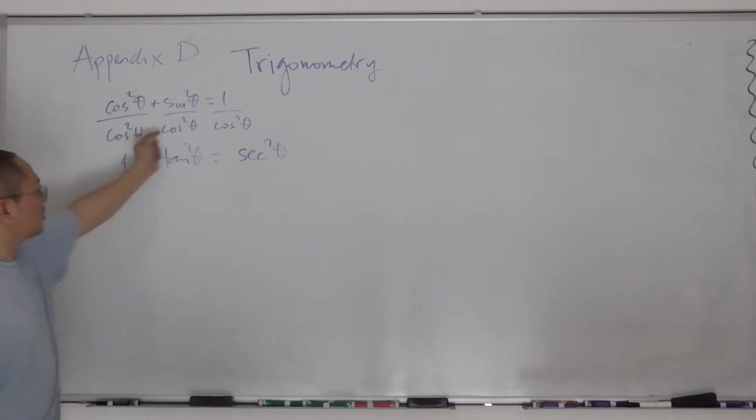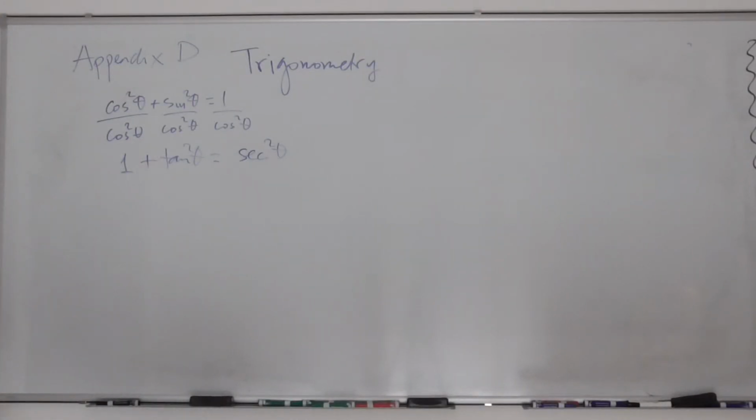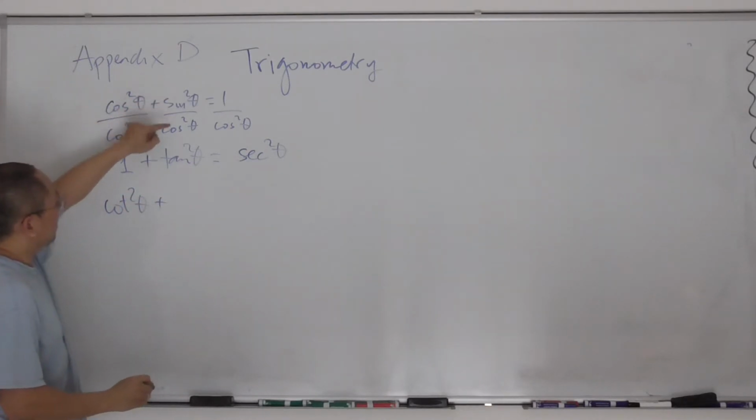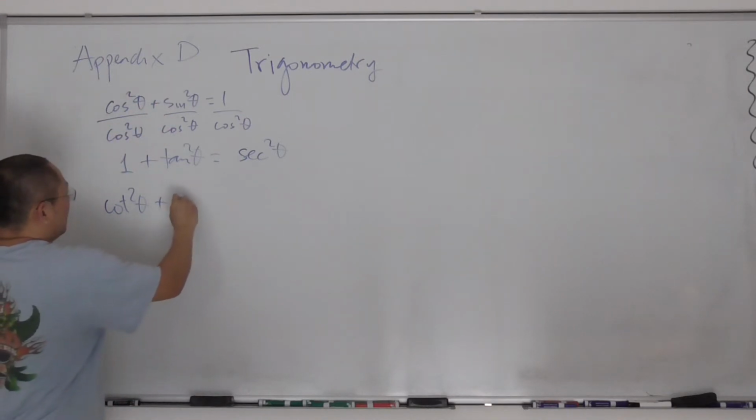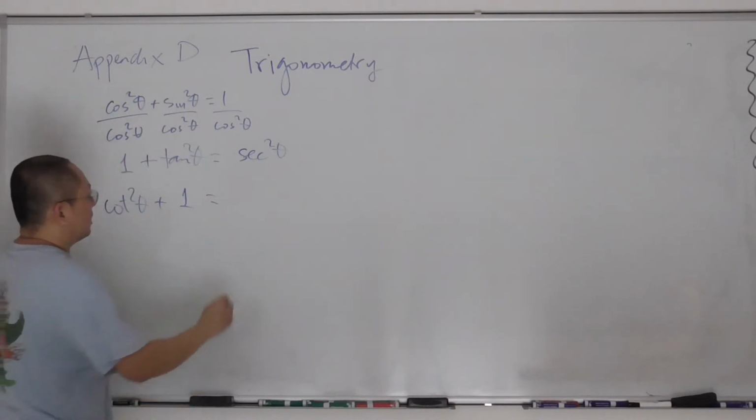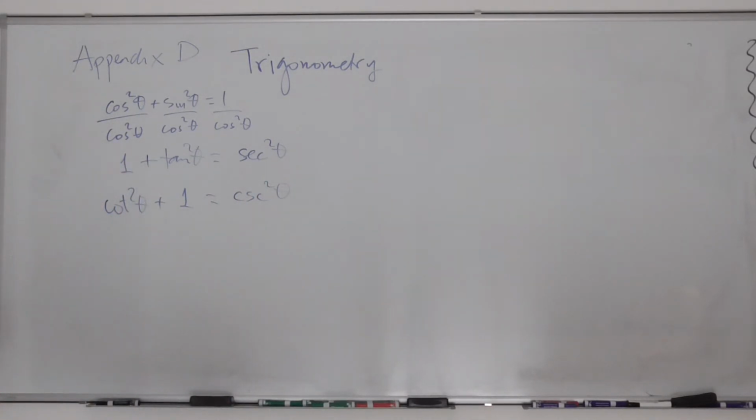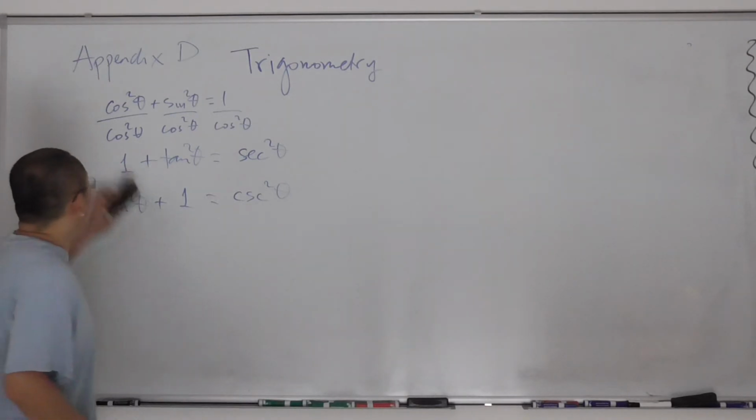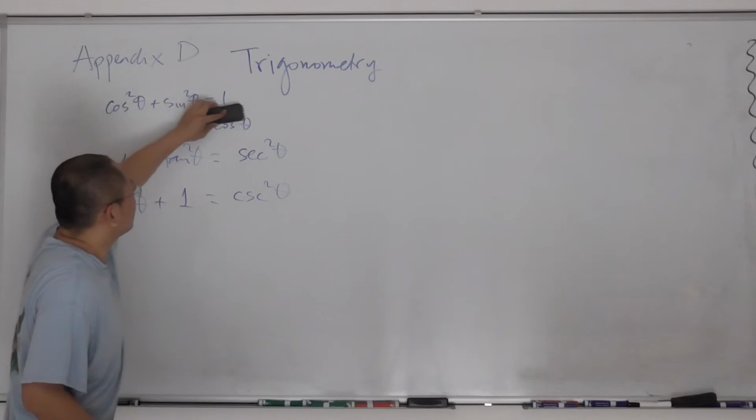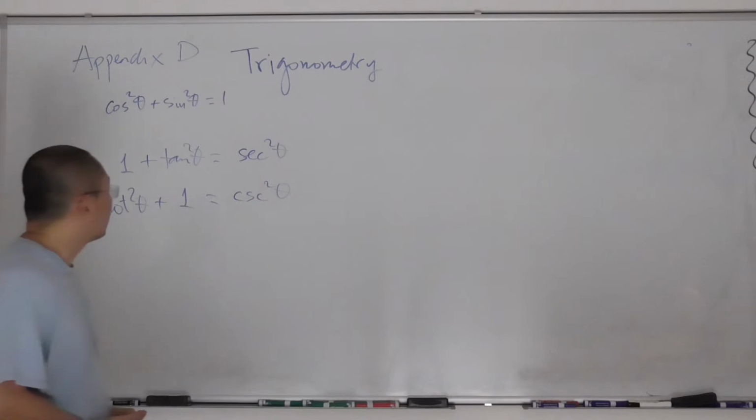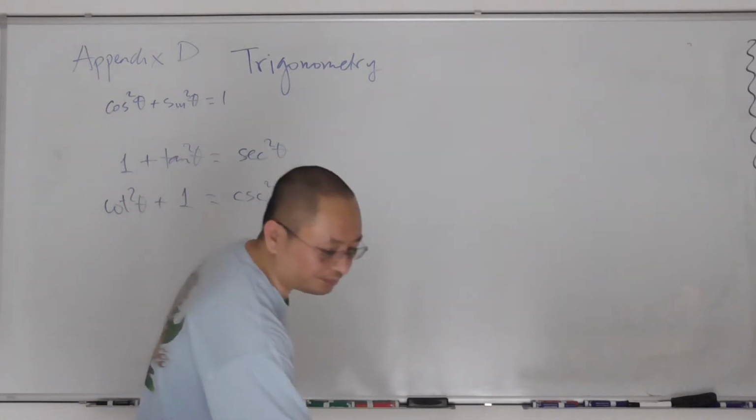Similarly, instead of dividing both sides by cosine squared, what if you divide both sides by sine squared? And what? Cosine squared divided by sine squared, we're going to have cotangent squared theta plus sine squared over sine squared is 1. And then 1 over sine squared is cosecant squared theta. You got the third formula. Okay? Those 3 formulas are the ones that you guys are going to use very, very often in calculus. So knowing trigonometry is a must before we start calculus.